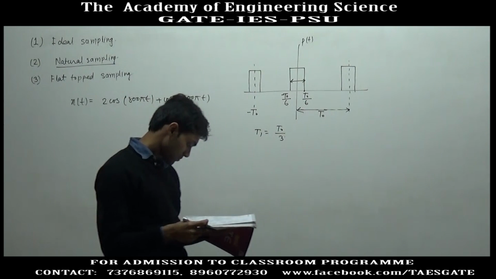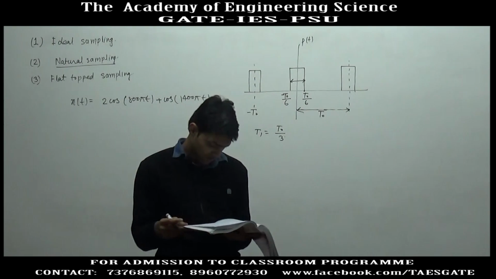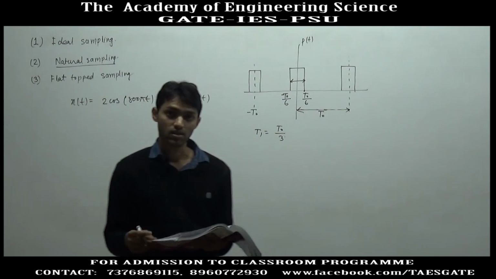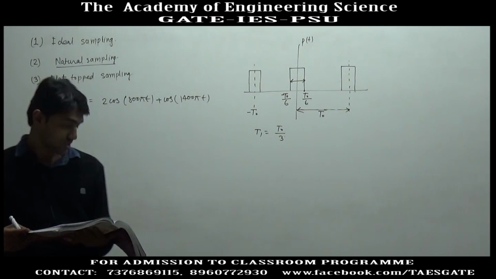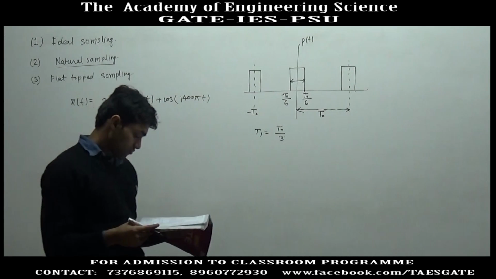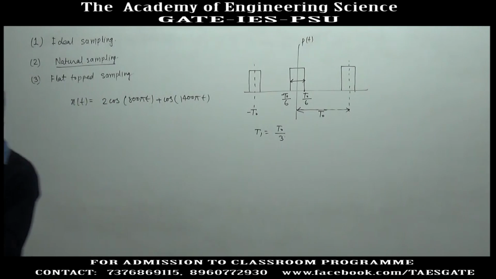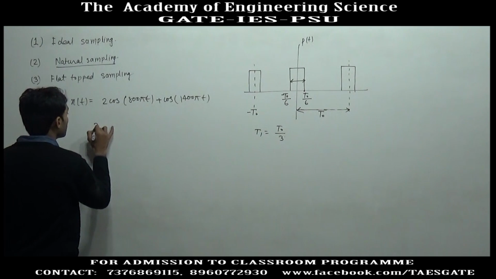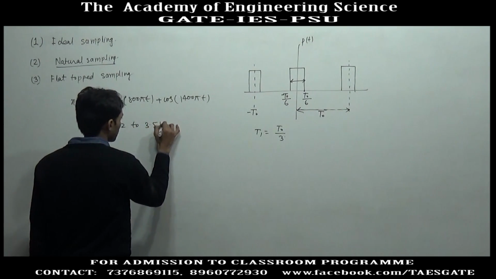Now, we need the spectral components, in kilohertz, present in the sampled signal in the frequency range of 2.5 kilohertz to 3.5 kilohertz. The frequency range is given between 2.5 kilohertz and 3.5 kilohertz, and we need to find which frequency components of the sampled signal are present in this range.